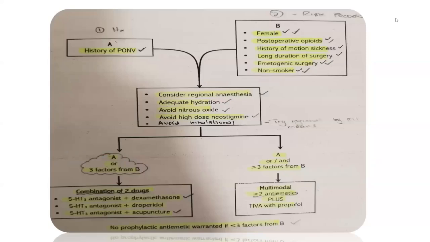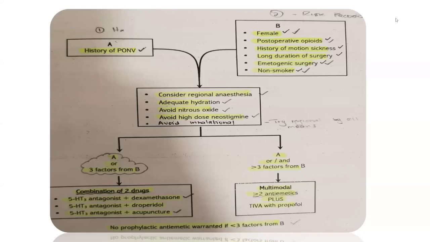This is a table that I used when I was studying. You basically look at a couple of risk factors. So there's a history of postoperative nausea and vomiting, and then you combine it with whether the patient is a female, you're going to be using postoperative opioids, any history of motion sickness, long duration of surgery, emetogenic surgery, and whether the patient is a non-smoker.